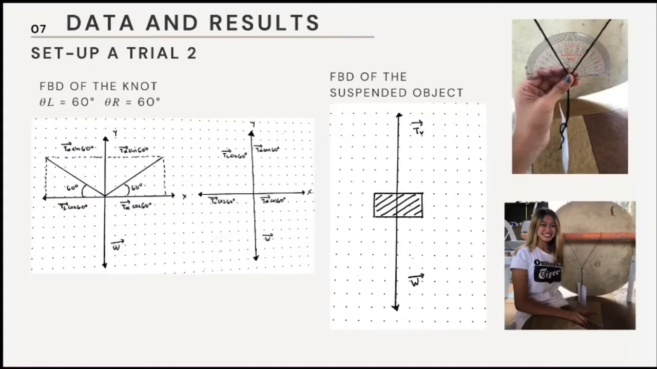For the setup A trial 2, we have the FBD of the knot. In this trial, both the left and right angles are 60 degrees. Because of this angle, for the X component, we have the left tension cos 60 and right tension cos 60. As for the Y component, we have the left tension sine 60 and right tension sine 60. Also in this slide, we can see the FBD of the suspended object and how the experimentation was done.